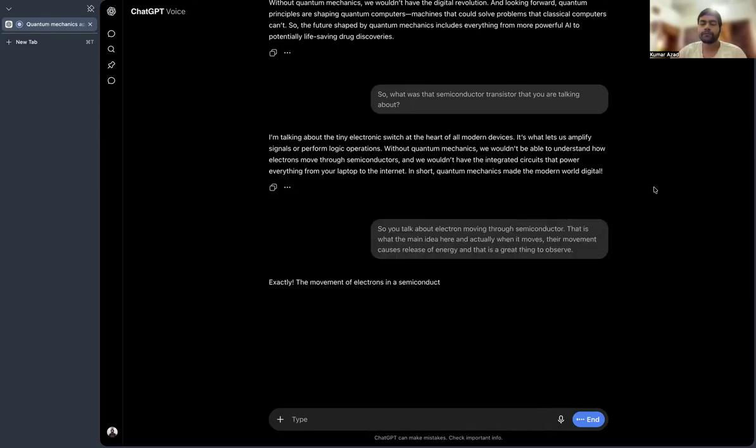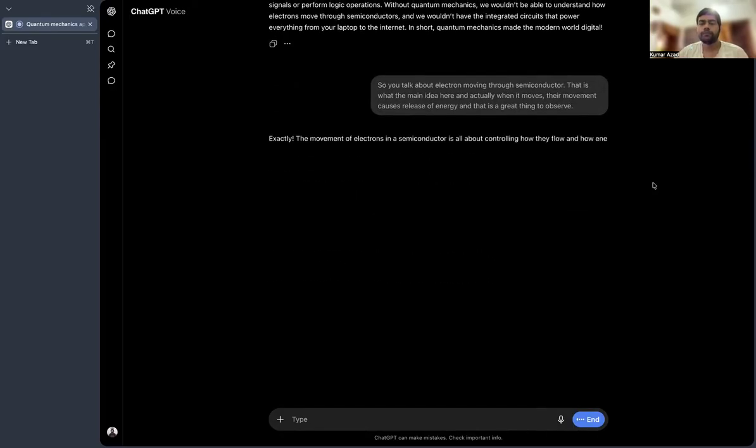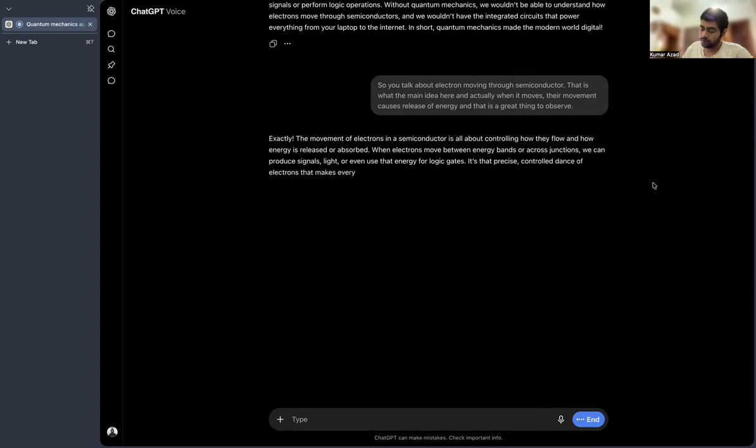Exactly. The movement of electrons in a semiconductor is all about controlling how they flow and how energy is released or absorbed. When electrons move between energy bands or across junctions, we can produce signals, light, or even use that energy for logic gates. It's that precise controlled dance of electrons that makes everything from LEDs to processors possible. Observing and manipulating that flow is what makes modern technology so powerful.